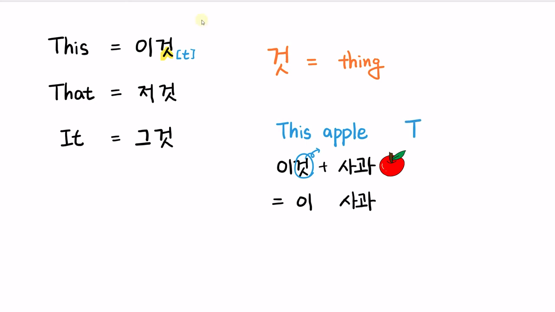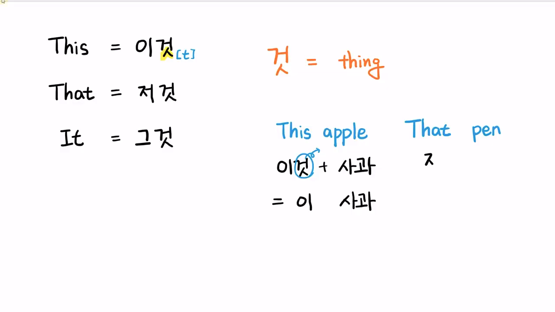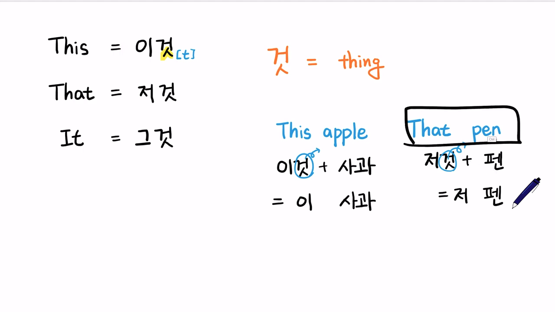Okay, let's try another one. How do we say that pen? That pen, the one that is a little bit far away, that's 저. So it's 저것 plus pen. Pen in Korean is pen. So this 것 disappears and is replaced by pen. So 저 pen. How simple, right? It's not as simple as English, obviously. However, imagine 것 is a thing, an object. You have to replace it in order to use it, all right?